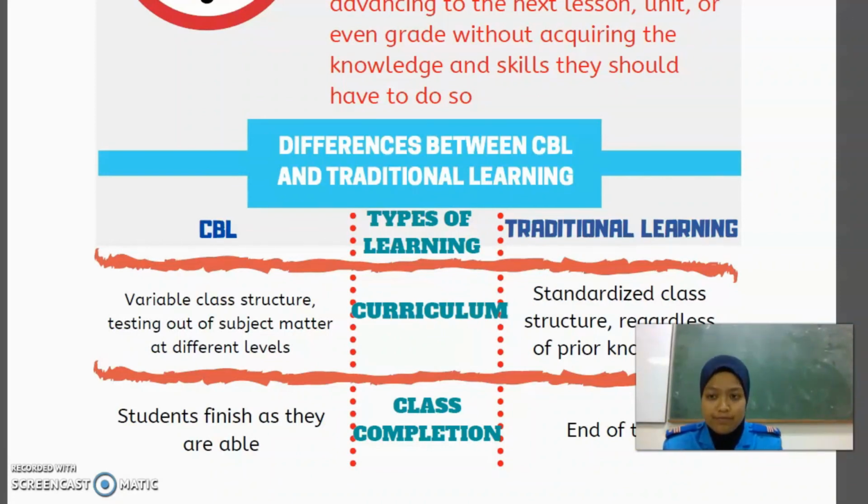evaluating, and creating. After that, the class completion for traditional learning is the end of term. It means after we finish the lessons. Whereas CBL is when the students finish as they are able. For example, traditional learning is focused on rote learning and memorization, while CBL is focused on the student demonstration of desired learning outcomes. That's all for us.